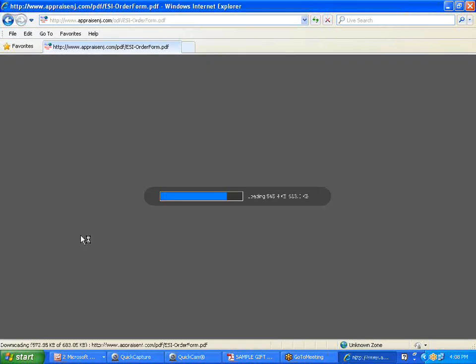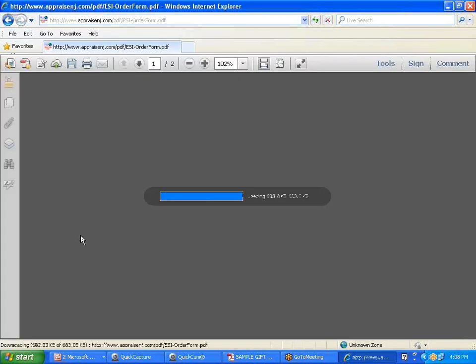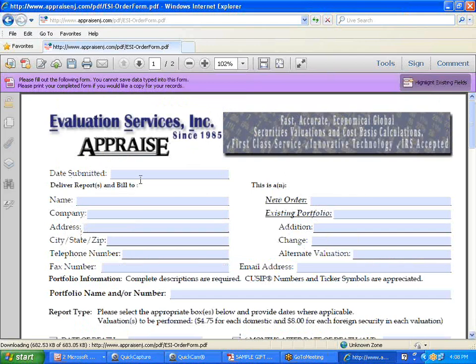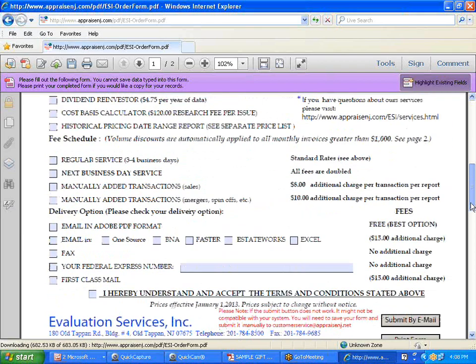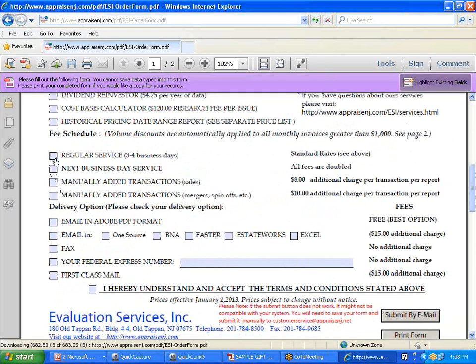We have our estate valuations order form. We'll bring it up here. And in this situation, you would just fill out this form, pull this down here, indicate date of gift, put the date in here, indicate the type of service you want, regular service, indicate the delivery option, our normal is Adobe PDF, that's free, and then you would say submit by email, and the form would come directly to us, in which case you would also include on there your assets and anything else you need to add. So that's how the Appraise Email Fax Mail service works.